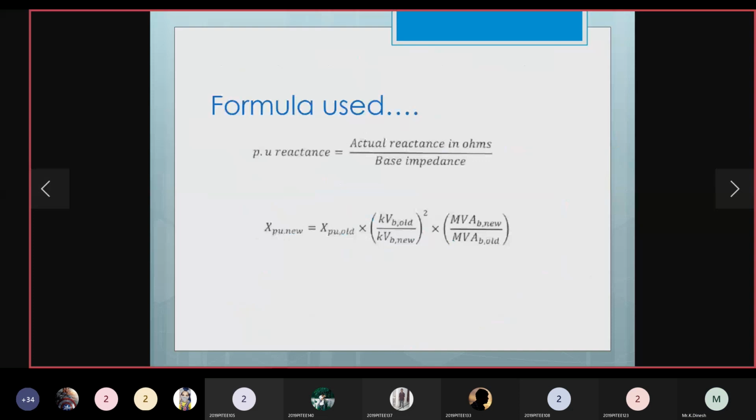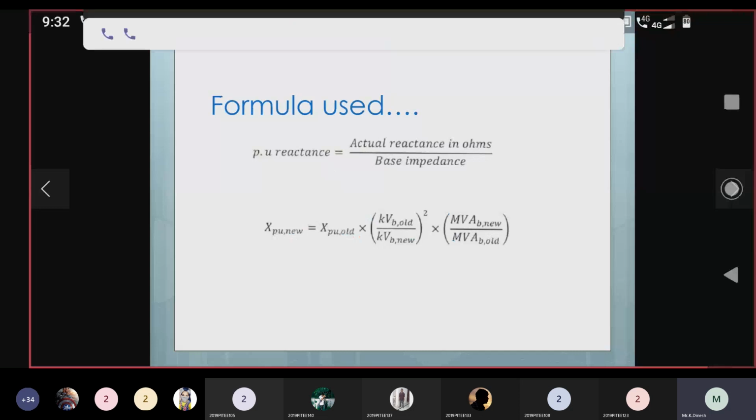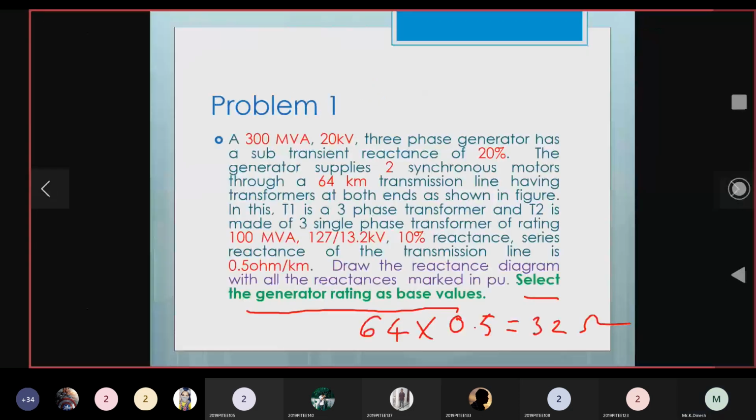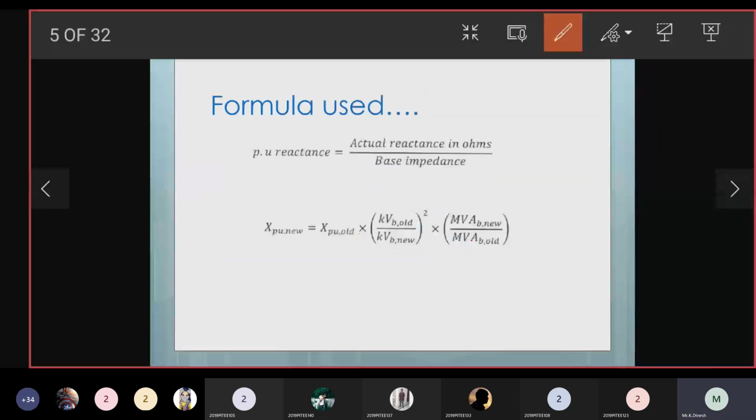Okay. So I may substitute for you, no issues. Let's see what we get when we substitute. So X per unit old is 0.2.